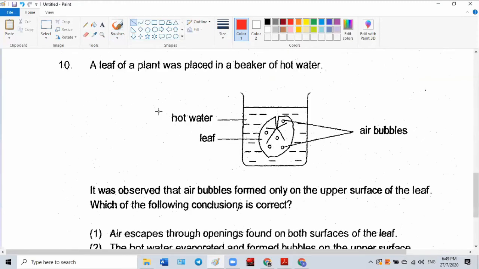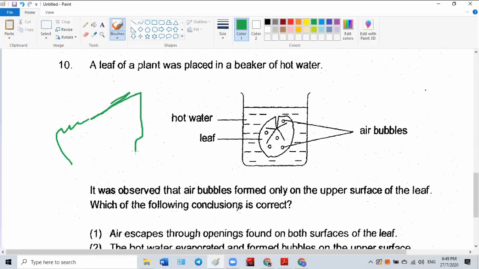A leaf of a plant was placed in hot water. Oh, then you see bubbles coming out. You know photosynthesis, no? The plants make food and give out oxygen, you know, no? Yeah, I remember you said got sugar. Yeah, sugar, you remember.